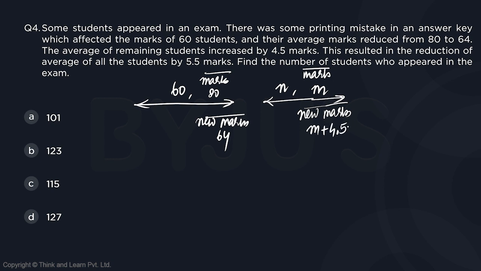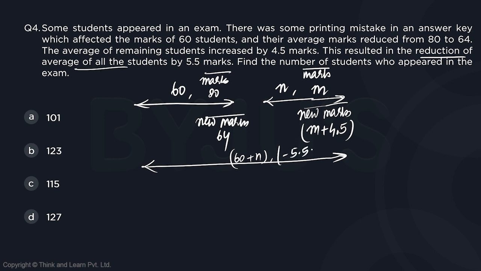It increased, right? Because of this, the average marks of all 60 plus N students decreased by 5.5 marks. So we say that if initially the average marks of the entire class was X, now it's X minus 5.5. We can solve this using basic average, or using allegation. I'm going to use the deviation approach.